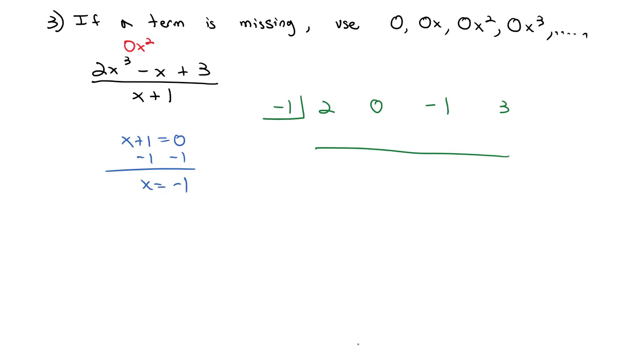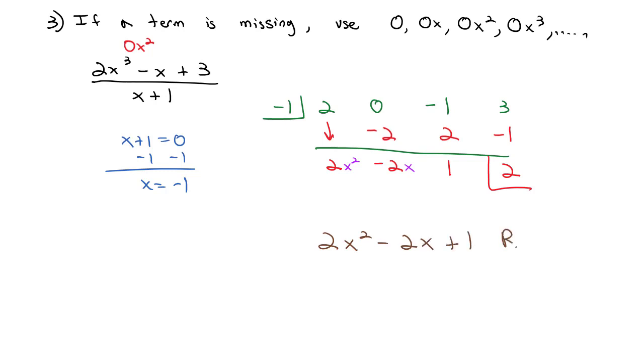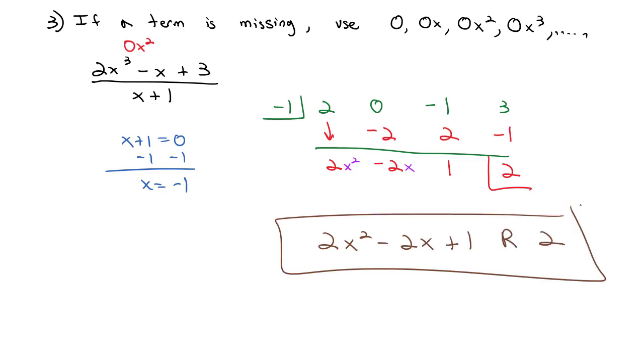And then I roll through the synthetic division. Bring down the 2, times negative 1 is negative 2, plus 0 is negative 2. Times negative 1 is positive 2, minus 1 is 1, times negative 1 is negative 1, plus 3 is 2. And so I can see quickly that I've got an x and an x squared. So my final answer is 2x squared minus 2x plus 1 with a remainder of 2.